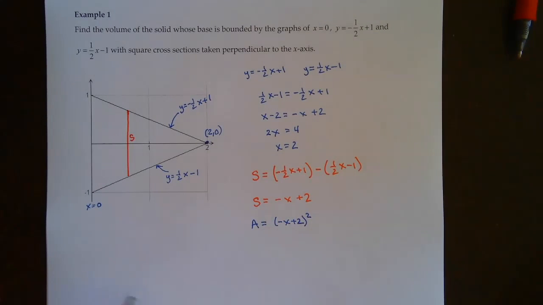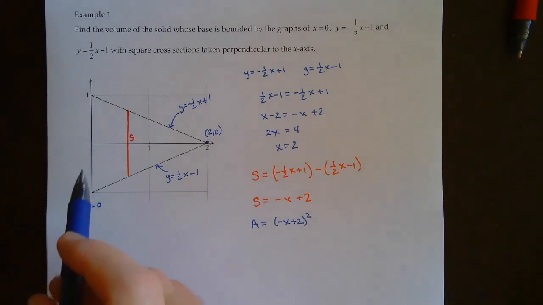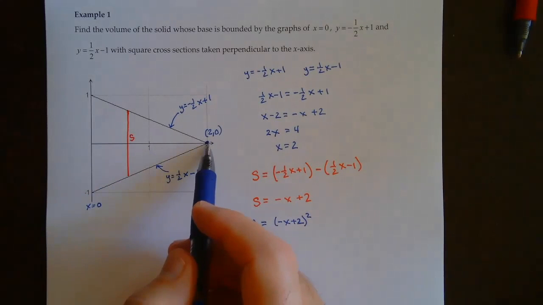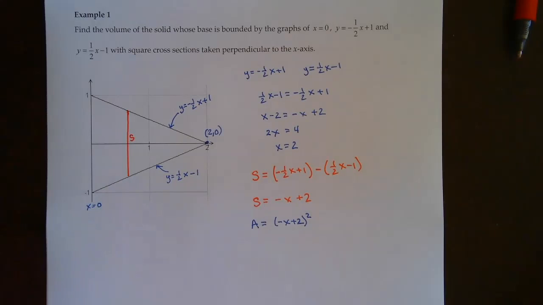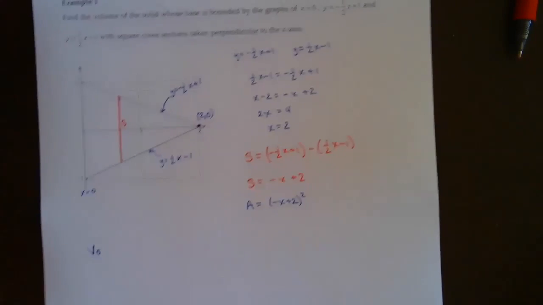Now, we're building these up. So there's a whole bunch of them. We're stacking them, right? And we're going to start stacking them right here at 0. And we're going to accumulate them all the way until 2, okay? And the thicknesses of them are going to be infinitesimally small. So that's my dx.